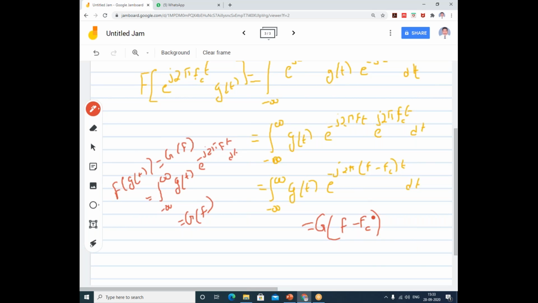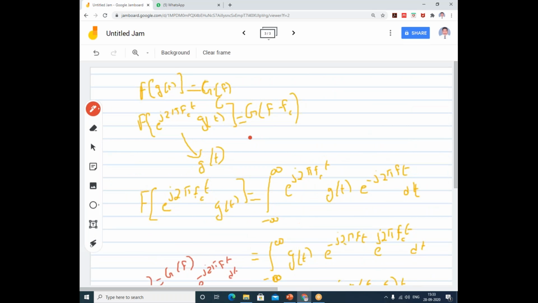Now this G of f minus fc, this f minus fc, means we have a shift in which term? I have a shift in frequency. So I can call this the frequency shift.